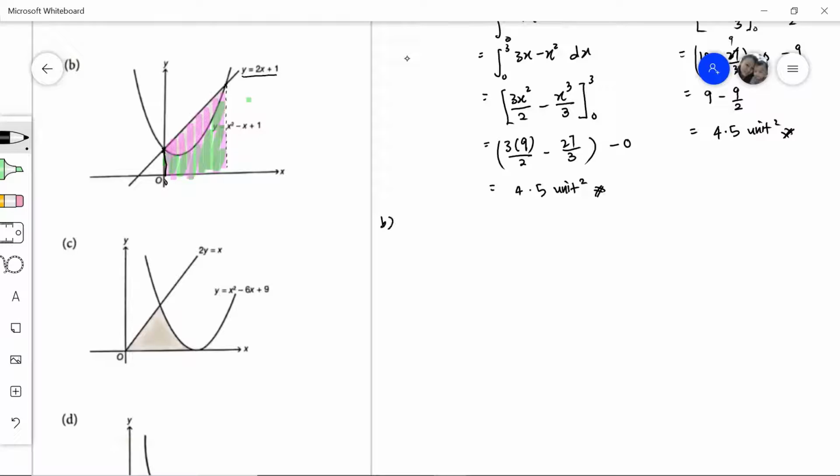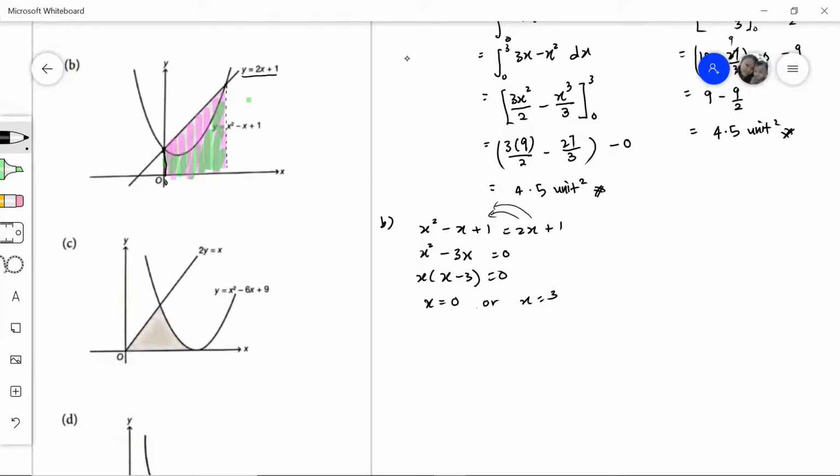So for part B, again, y1 equals y2. Therefore, we have x squared minus x plus 1 equals 2x plus 1. Bring everything to the same side. So x squared minus x minus 2x, we have minus 3x, plus 1 minus 1 is 0. And we factorize: x(x minus 3) equals 0. So the points of intersection are x equals 0 or x equals 3.